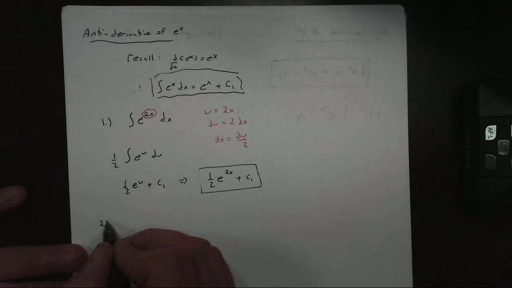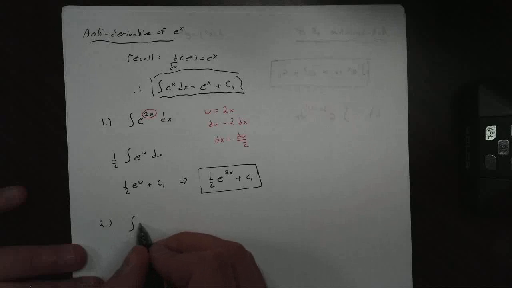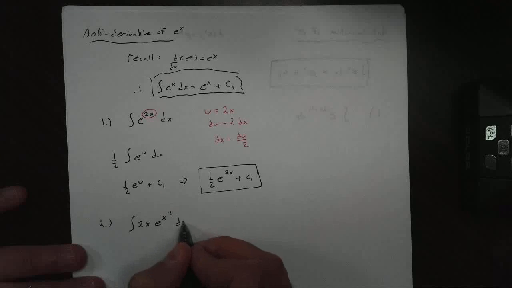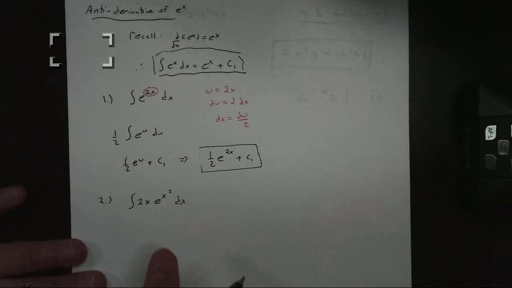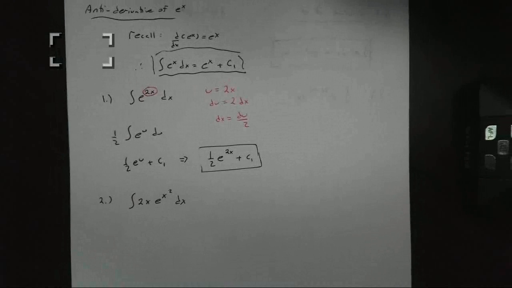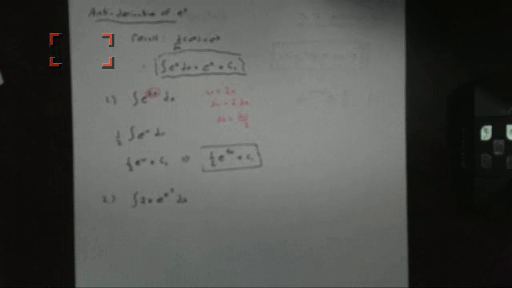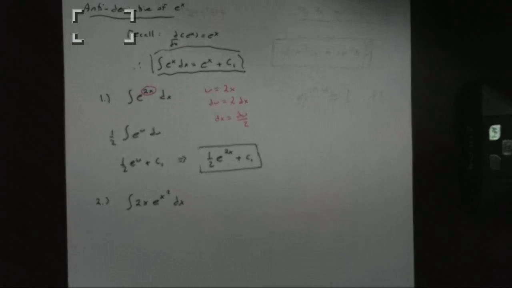So let's try a slightly harder one. What if we did something like this? 2x times e to the x squared dx. Now later on we'll be learning about integration by parts, and you're going to want to do this using integration by parts, and it's much harder. I don't encourage you to do that.